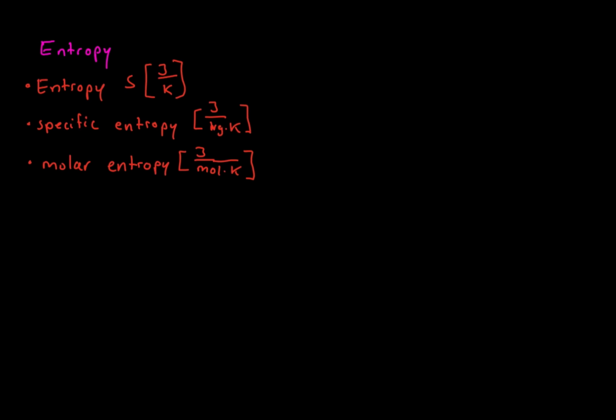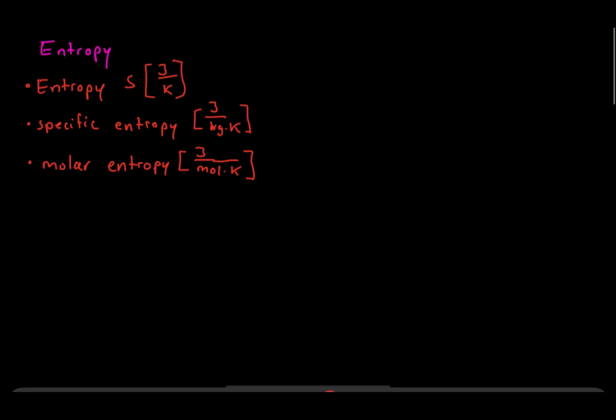Entropy is one of the most confusing ideas in thermodynamics. So instead of memorizing formulas, let's understand where they come from. First, the idea. Entropy describes how energy is distributed. If energy is concentrated, entropy is low. If energy is spread out, entropy is high. That is why heat naturally flows from hot to cold.